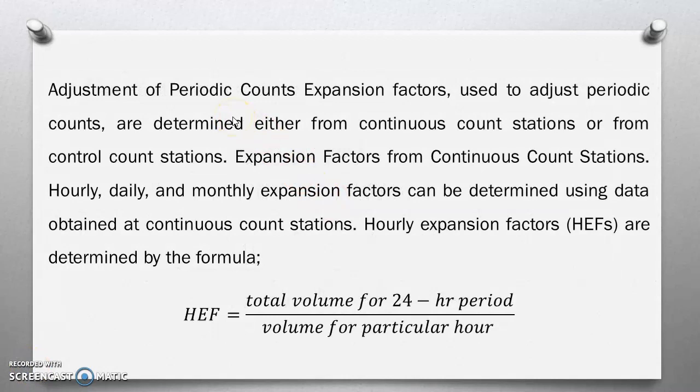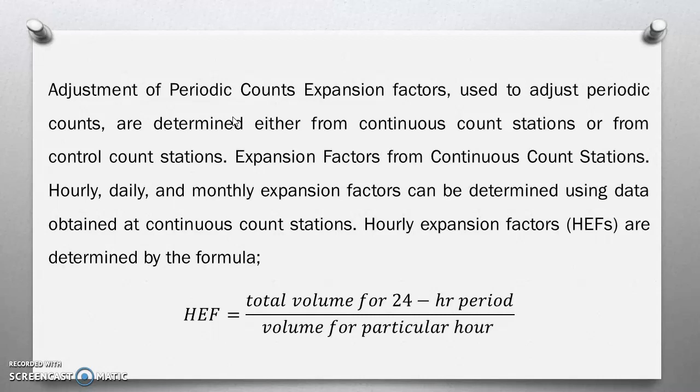Next is the adjustment of periodic counts. Expansion factors are used to adjust periodic counts and are determined either from continuous count stations or from control count stations. Expansion factors from continuous count stations are hourly, daily, and monthly. Expansion factors can be determined using data obtained from a continuous count station.